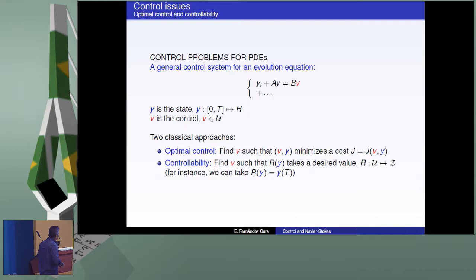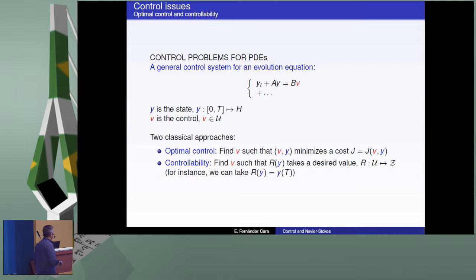In control theory, the data is called a control, and it's supposed to vary in space U, and the associated solution of the system is called the state. In this case, it is a function of time, which goes from 0 to capital T, and takes values in another space, capital H, which is usually known as the state space. And there are two classical approaches for a control problem of this kind: optimal control and controllability.